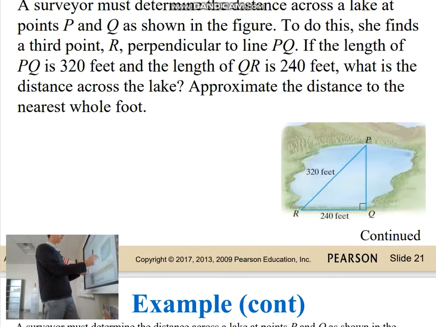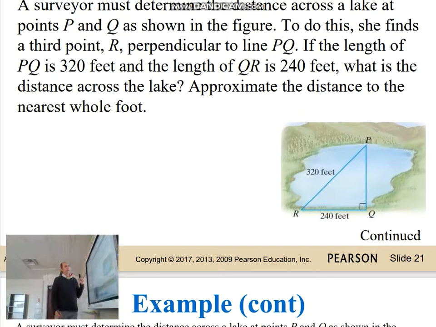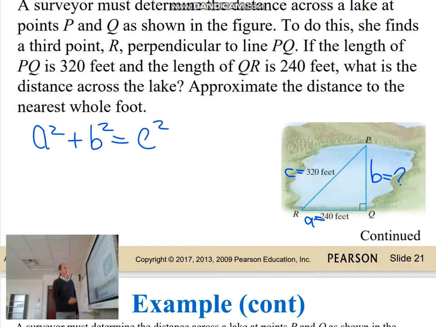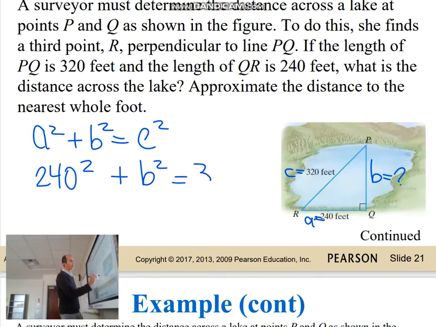After we do a drawing and understand the question, we can see this is a right triangle, and we can apply Pythagorean theorem, right? The hypotenuse is C, and we can look at the drawing and see the hypotenuse is equal to 320 feet. And the legs are, we can call this one A, 240 feet, and the other leg is unknown. We need to know B, correct? So apply the formula, A squared plus B squared equals C squared, right? We have the value for A, 240 squared plus B squared equals 320 squared.